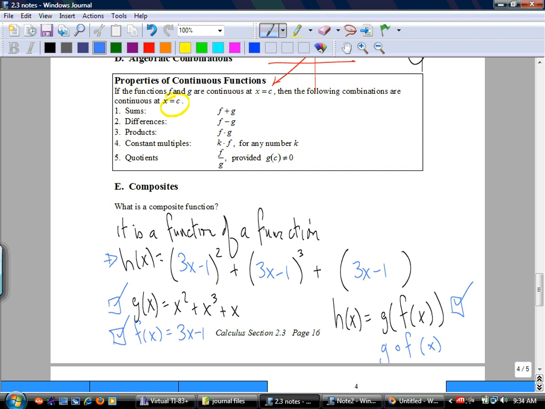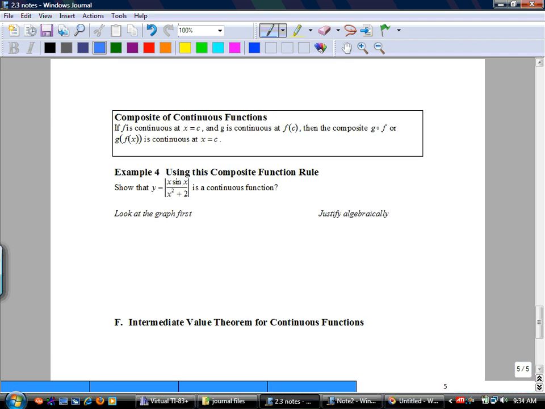Flip the page. So that's what I was saying here, is if f is continuous and g is continuous, then the composite is continuous. Show that this is a continuous function.